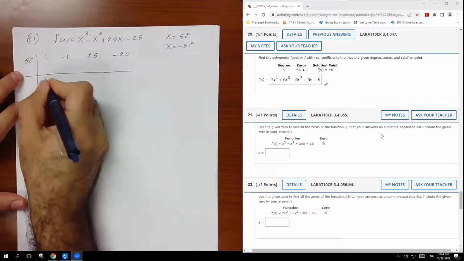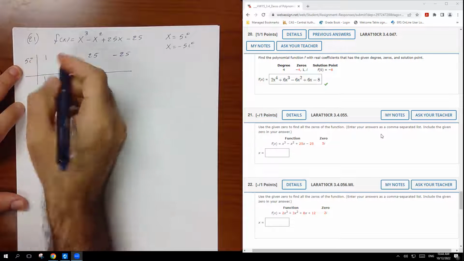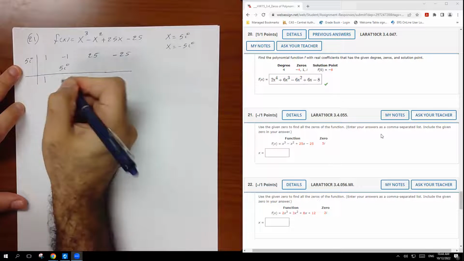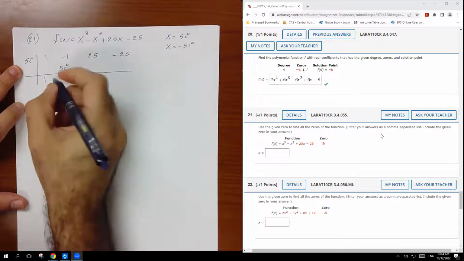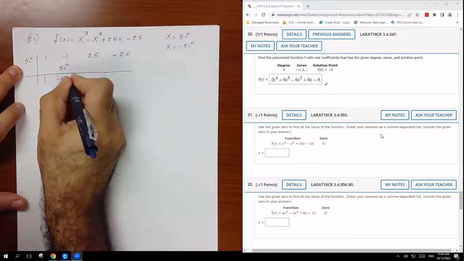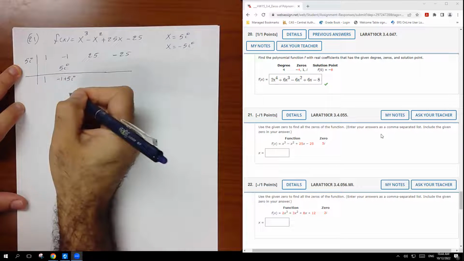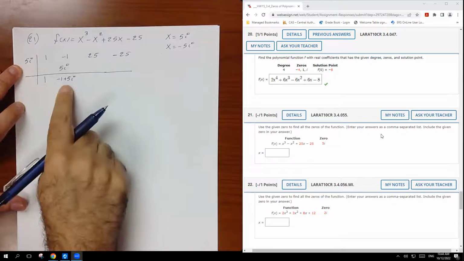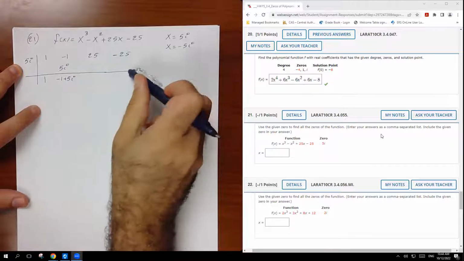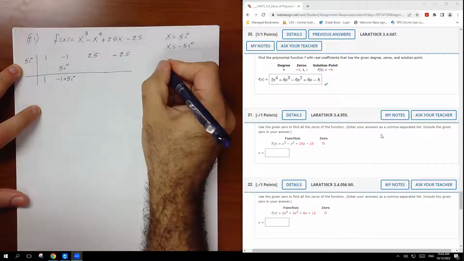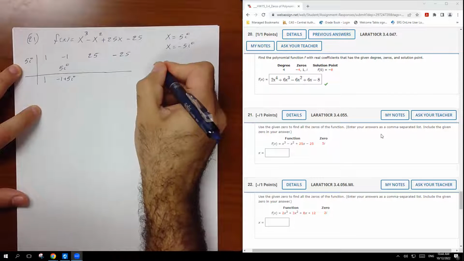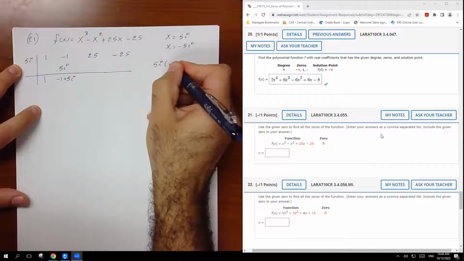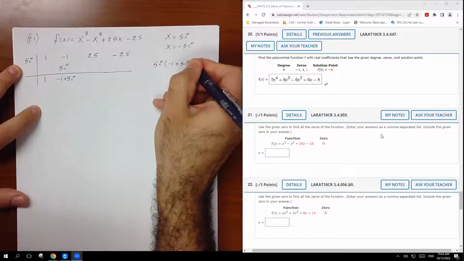So here's the first number. 5i times 1 is going to be 5i. Now add these together, it's going to be negative 1 plus 5i. Now we're going to multiply 5i times this one. This is the important thing. You have to be careful. I'm going to multiply it here on the side. 5i times negative 1 plus 5i.